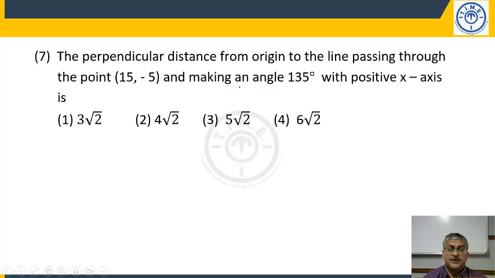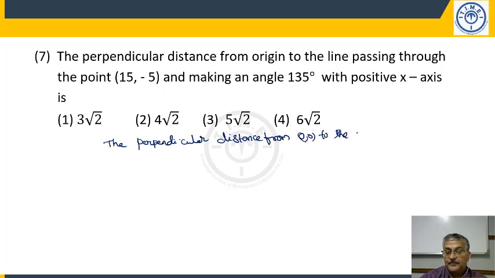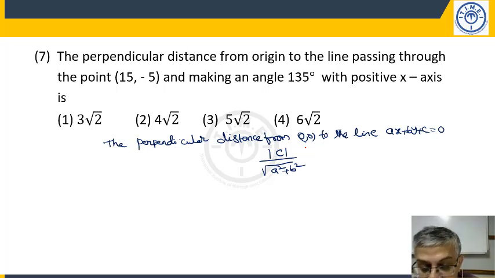Now, look at this question. The perpendicular distance from origin to the line. We know the formula: the perpendicular distance from origin to the line ax plus by plus c is equal to 0 is simply mod c by root over a square plus b square. Origin means (0, 0).